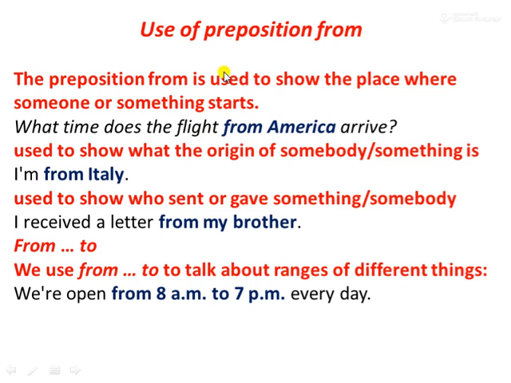In our next slide, we shall describe the use of the preposition from as a preposition of movement. Dear students, the preposition from is used to show the place where someone or something starts. So for example, what time does the flight from America arrive? So this from is related to the place where it starts. To show the origin of somebody or something: I'm from Italy, so this from is mentioning the origin of your birthplace.